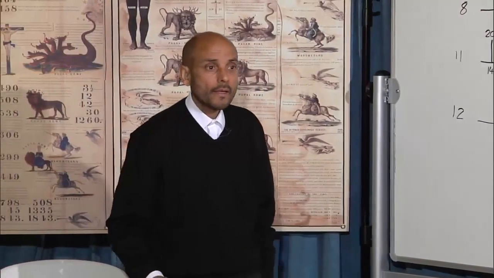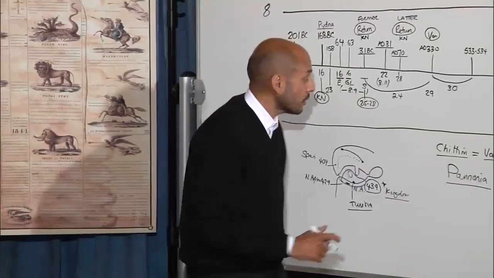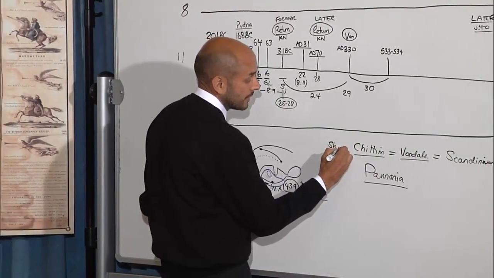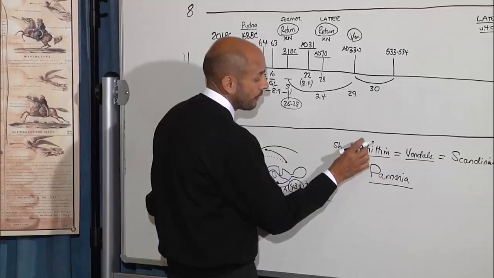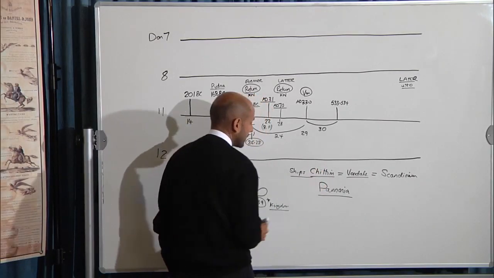This is in reference to the Vandals now. All of this is the Vandals. The Vandals are Chittim, and that's why it's called the ships of Chittim, because they made their warfare. They were a naval nation, basically.